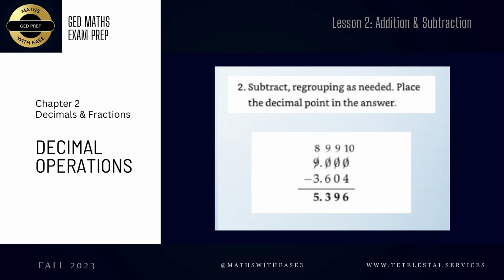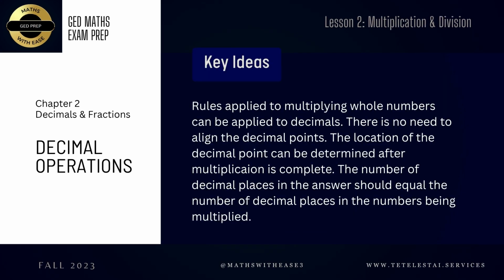Okay, so when it comes to multiplying and dividing decimal numbers, apply the rules that we learned from chapter 1 for multiplying whole numbers. So for multiplying and dividing decimal numbers, you don't need to align your decimal points as we did with addition and subtraction. Wait until you've completed your multiplication or your division, and then place your decimal point based on the number of decimal places that appear in the numbers in the problem.